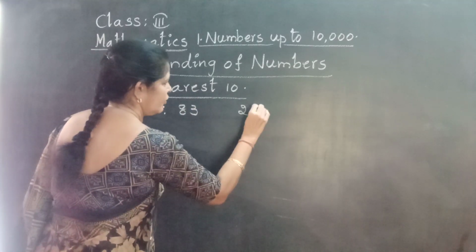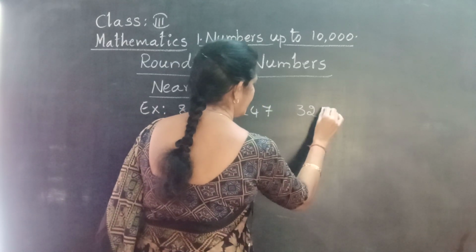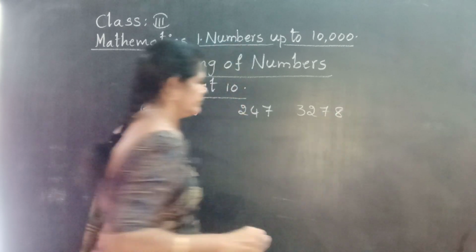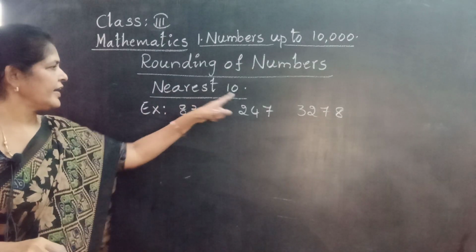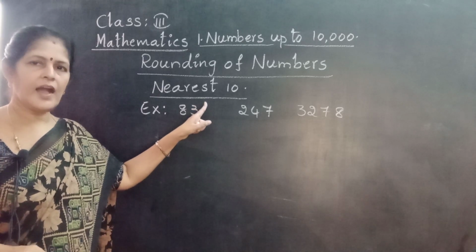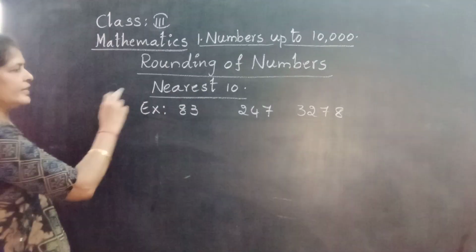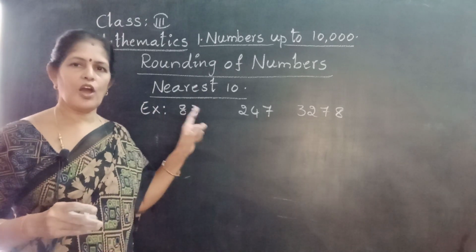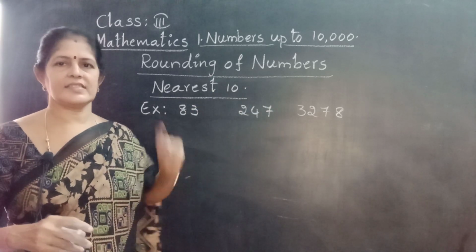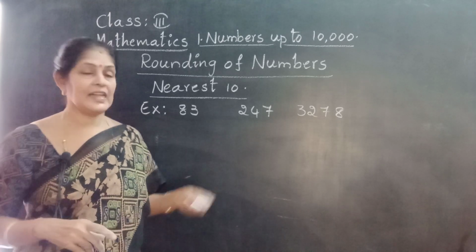83, 247 and 3278. See, nearest tens. Round off the following numbers to the nearest tens. I will tell you the rules here.